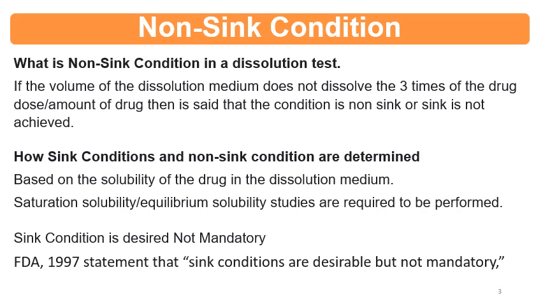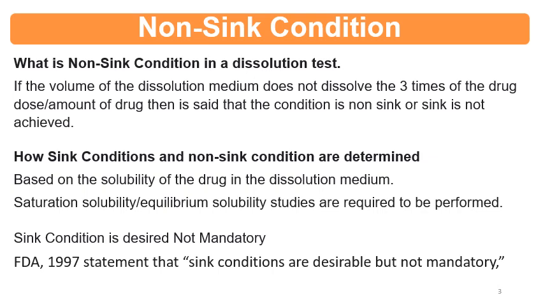If the volume of the dissolution medium cannot dissolve 3 times the dose or amount of the drug, then that condition is called non-sink, and you can say that sink is not achieved. If you have a tablet of 1 gram of API, and the dissolution medium volume cannot dissolve 3 gram of the API, then you can say that sink condition is not met. And if the dissolution media is able to dissolve 3 gram or more of the API, then you can say that the sink condition is met.